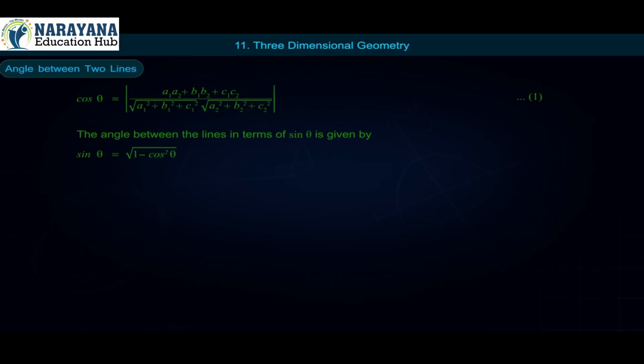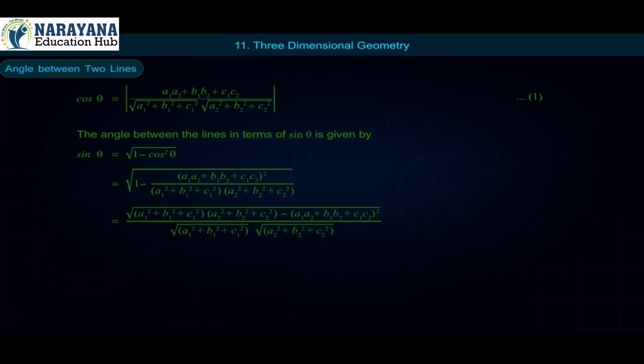The angle between the lines in terms of sin theta is given by sin theta equals square root of 1 minus cos square theta, equals square root of 1 minus (a1 a2 plus b1 b2 plus c1 c2) whole square upon (a1 square plus b1 square plus c1 square) into (a2 square plus b2 square plus c2 square), equals square root of (a1 square plus b1 square plus c1 square) into (a2 square plus b2 square plus c2 square) minus (a1 a2 plus b1 b2 plus c1 c2) whole square, whole upon square root of (a1 square plus b1 square plus c1 square) into square root of (a2 square plus b2 square plus c2 square).